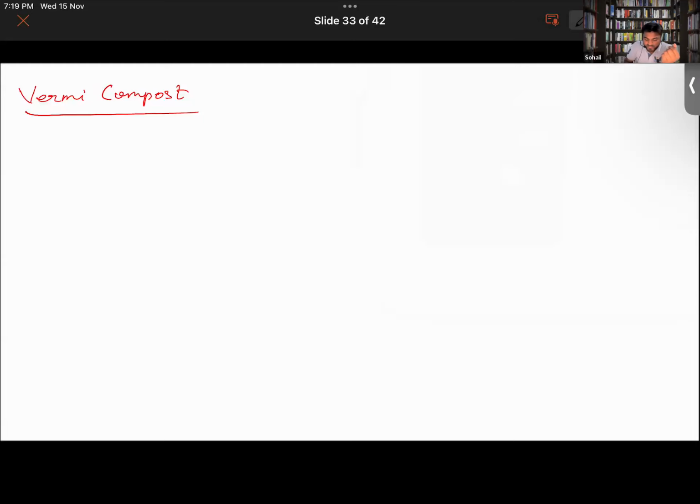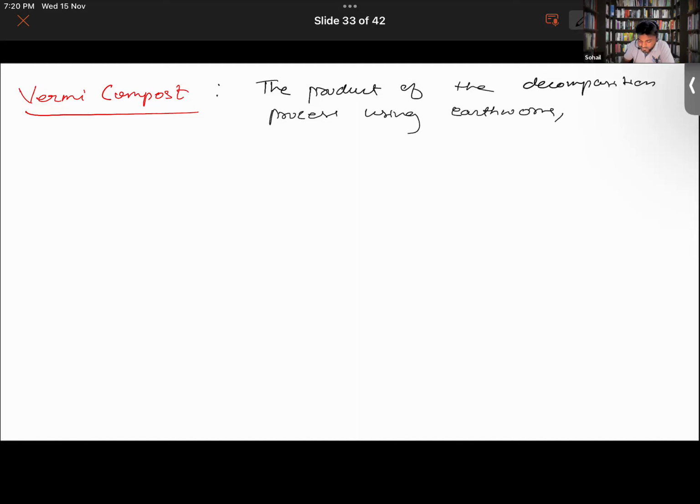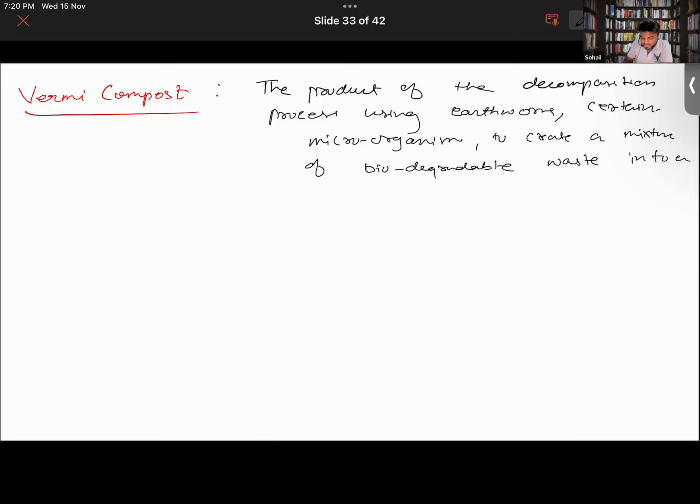If I were to define vermicompost, it is the product of the decomposition process using earthworms and certain microorganisms to convert biodegradable waste into a nutrient-rich organic manure. So we can say it is a type of manure also.